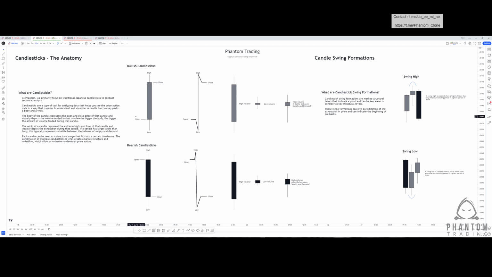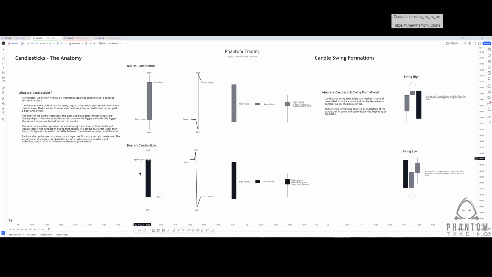The body of the candle is going to represent the open and close of that particular candle. Basically, it's going to visually depict the volume that was traded in that candle. Simply put, the bigger the body, the bigger the amount of volume that was traded during that particular time. If we're looking at the bullish candle as seen right here, we can see that it has a very large body. What that's representing is that as this candle was printing, there was a lot of buying pressure, and as a result the candle closed higher.